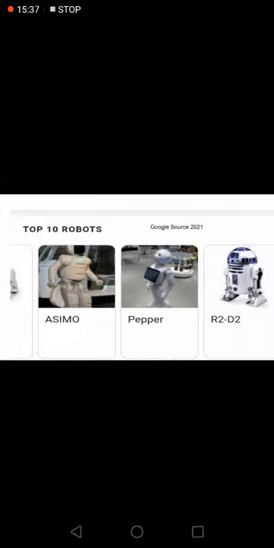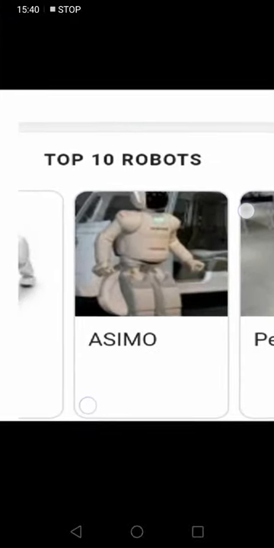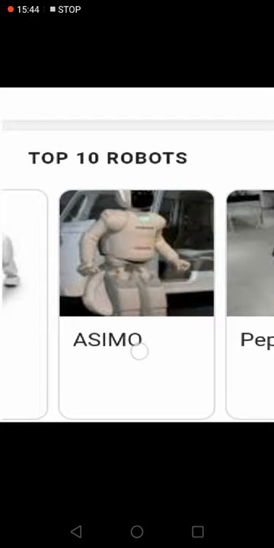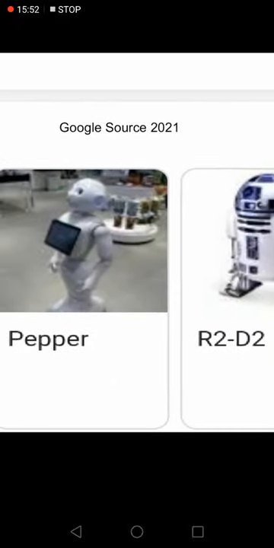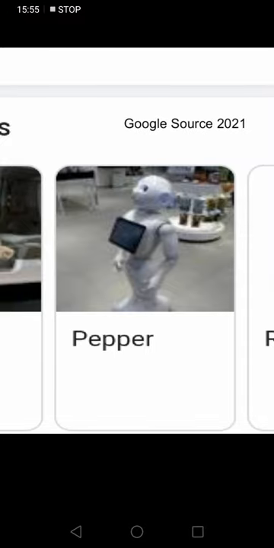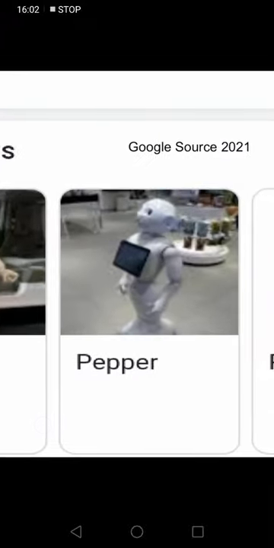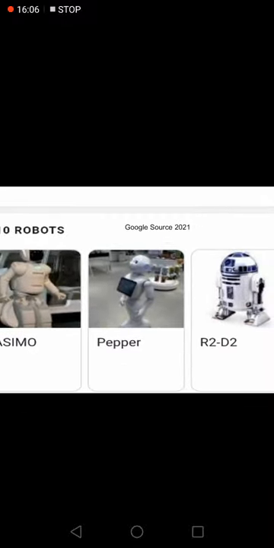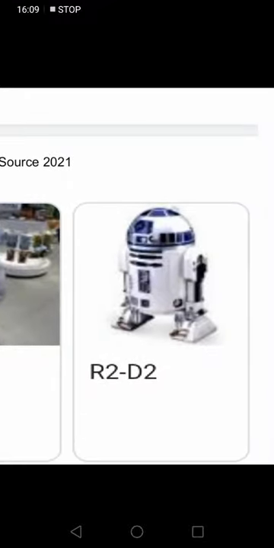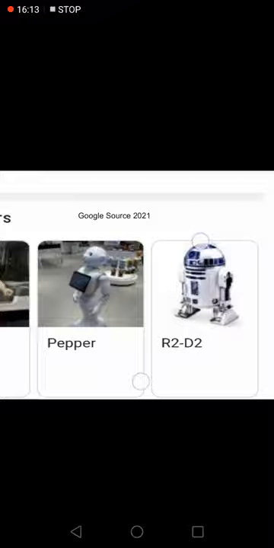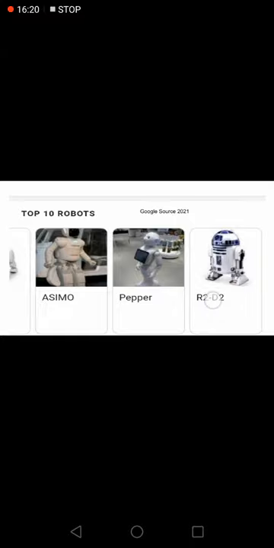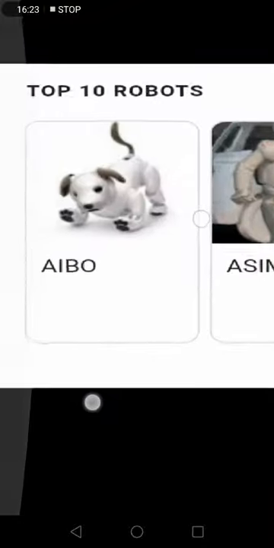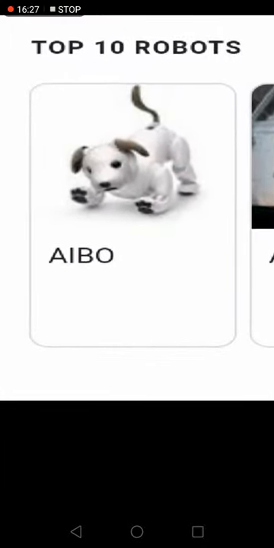This is Google Source 2021 top 10 robots. This is from Asimo. That is Pepper, a very good example of an entertainment robot. This is R2-D2, top 10 robots, Google Source 2021. That is an AIBO dog robot for entertainment.